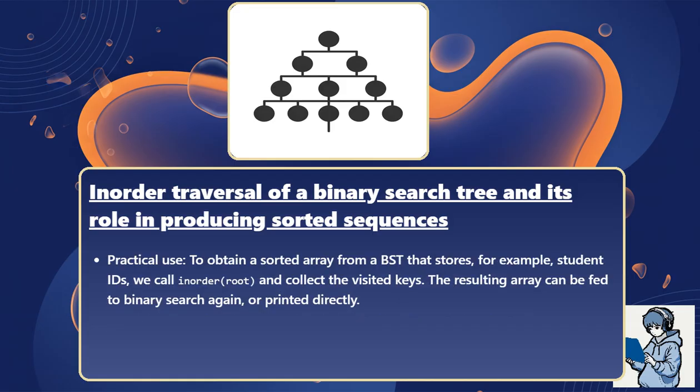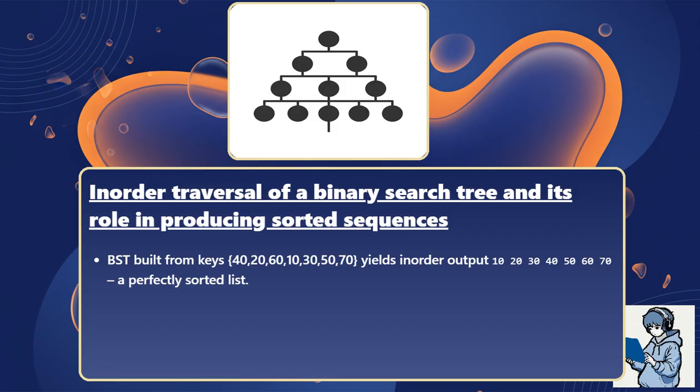Practical use: to obtain a sorted array from a binary search tree that stores, for example, student IDs, we call inorder(root) and collect the visited keys. The resulting array can be fed to binary search again or printed directly. Example: a binary search tree built from keys 40, 20, 60, 10, 30, 50, 70 yields inorder output 10, 20, 30, 40, 50, 60, 70, a perfectly sorted list.